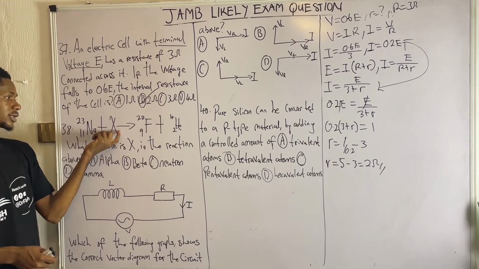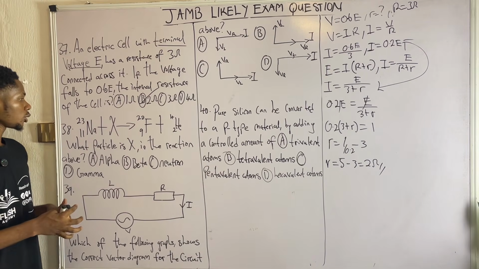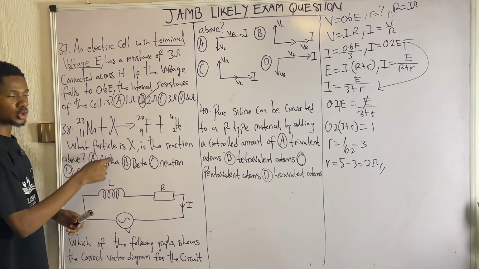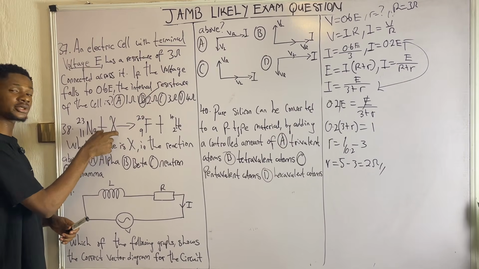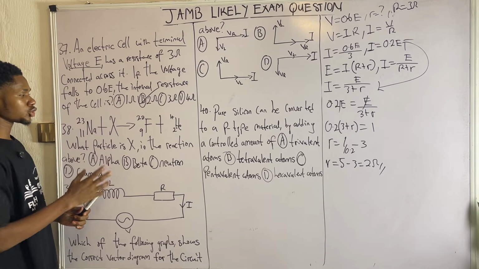Now the next question is Na reacts with X, according to this reaction. What particle is X? Now, this one is a radioactive reaction. To identify what X is, we need to get the values on top and below first, right? Now I'm going to sum all the numbers on the left and equate it to all the numbers on the right.